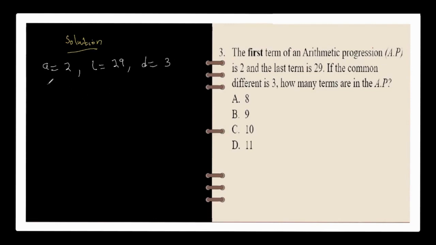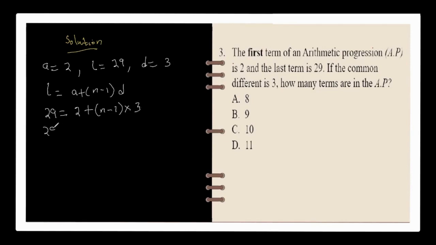But now let's define the last term of an AP. It is A plus (n minus 1) multiplied by D. This is the last term. So bringing that up, it means that 29, which is the last term, equals, as you substitute 2 for A, n is what we are looking for, and our common difference is 3.